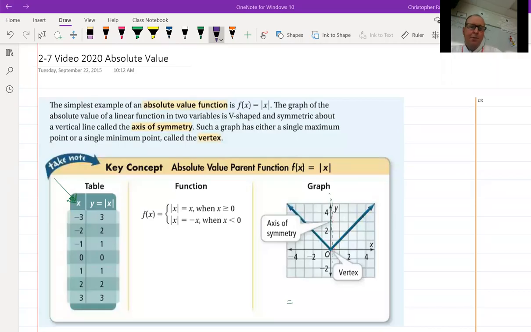Hey there, we're going to talk about absolute value today. Hopefully this is something that you remember and we can just build on it. If not, we'll step through it. The very first thing is, what is the absolute value?